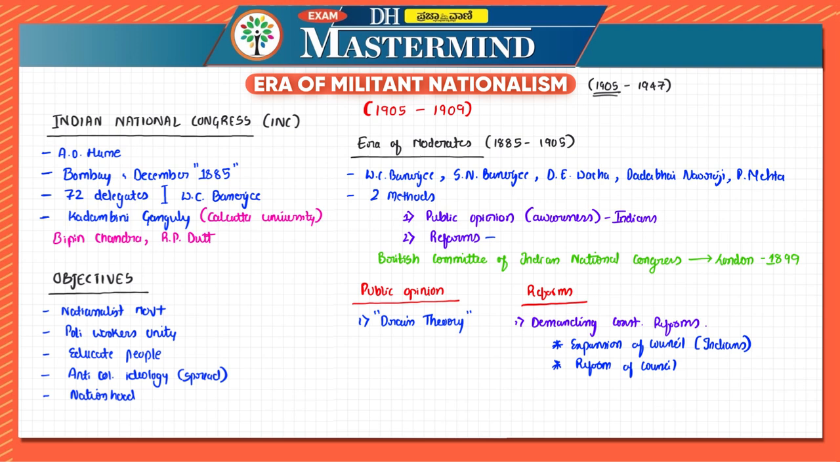Now, what were the goals of this? If they were not provided this, they also called for no taxation without representation. That is, we are demanding representation in the council, and if you are not fulfilling the demand, then we will not be paying taxes also. On this line there were a lot of campaigns done by the moderates.